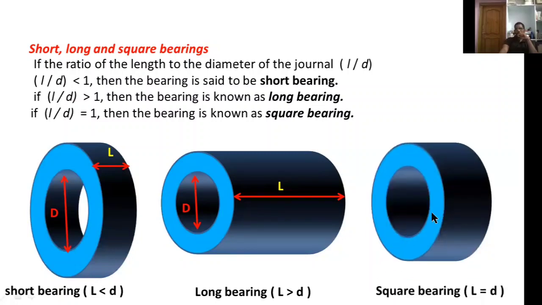Now here also, this one is the length of the bearing, and this one is the diameter of the shaft. Here the diameter of the shaft is equal to the length of the bearing. Then the bearing is known as a square bearing. For square bearings, length equal to diameter. For long bearings, L greater than D. For short bearings, L less than D. These are the conditions for short, long and square bearings.